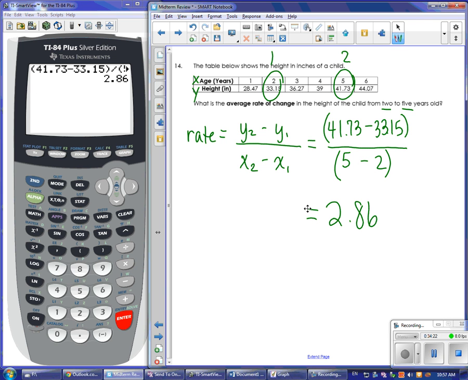So that means that the child is growing, obviously, and we want to make sure that we include units. Well, since my y variable is on top, I'm going to keep my y units on top. So that means that my y units are inches and my x units are in years. And so what that means is this child is growing 2.86 inches per year.